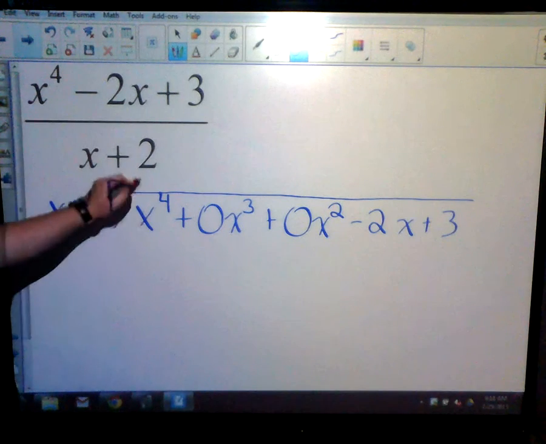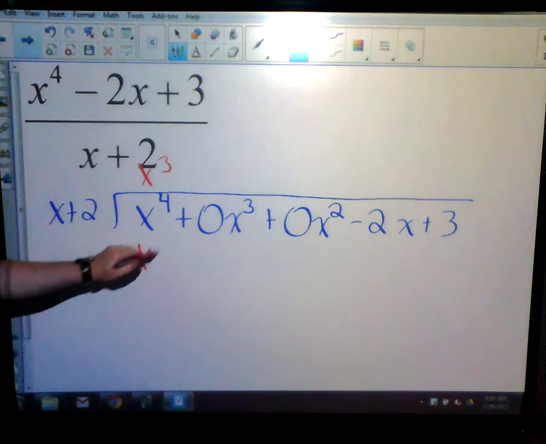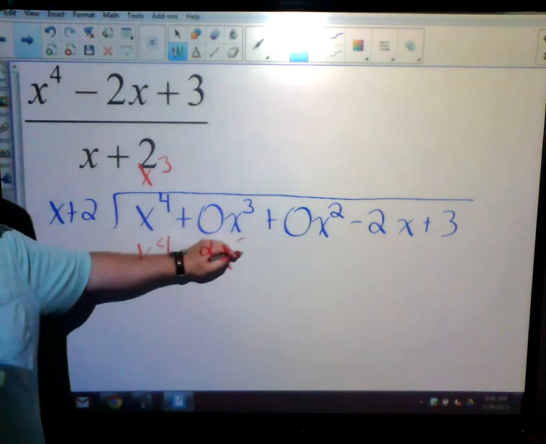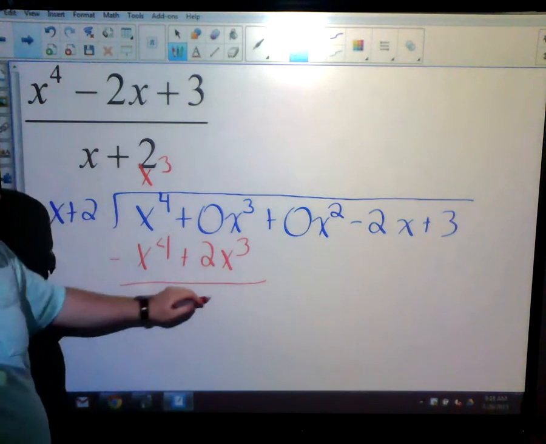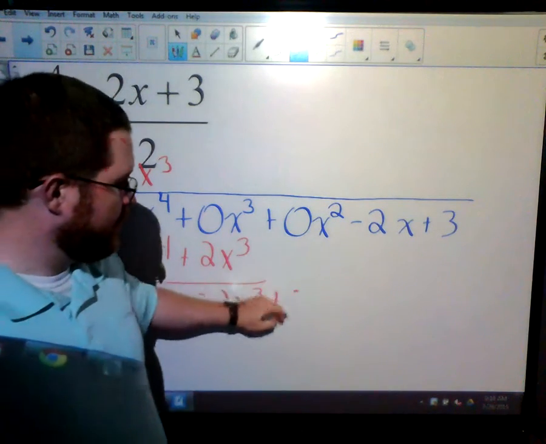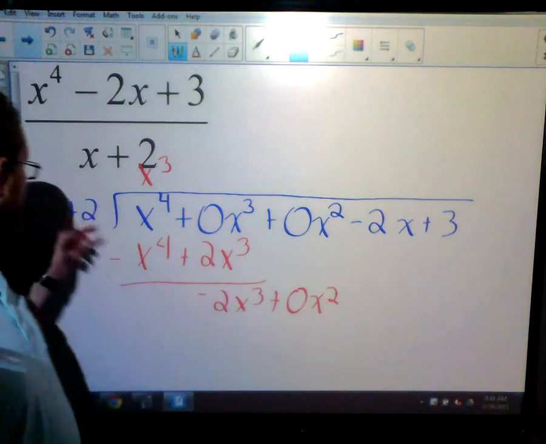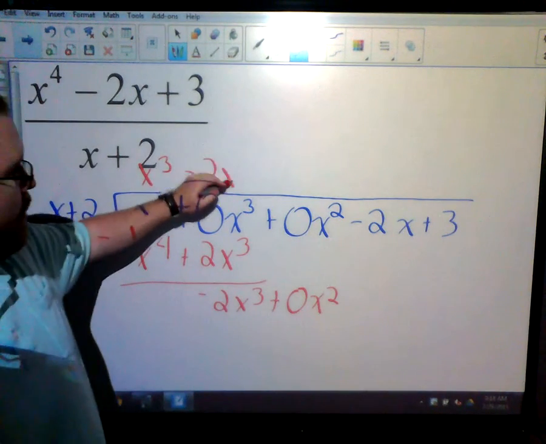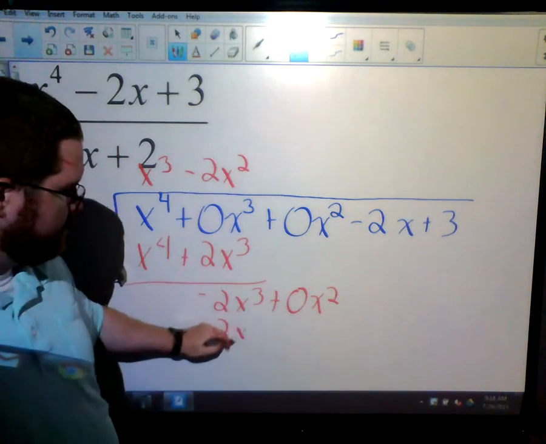Okay, let's divide. X cubed, that makes x to the fourth plus 2x cubed. Subtract, I get negative 2x cubed plus 0x squared. Divide, you get negative 2x squared. Multiply.